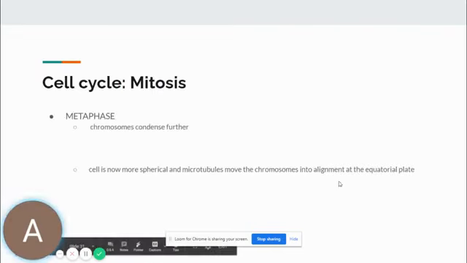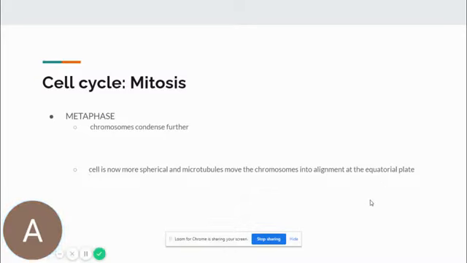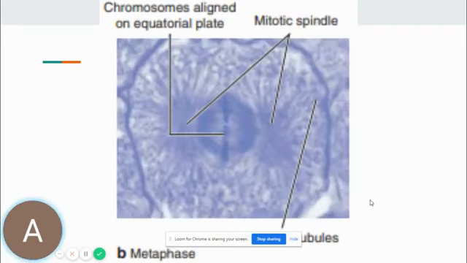Okay, during the metaphase, chromosomes condense further. The cell is now more spherical and microtubules move into alignment at the equatorial plate, so in the middle. So this is how it looks. This is the equatorial plate. If you can see, this is a very straight line right here. The mitotic spindle is on both sides, and the furrow is actually already developing here.